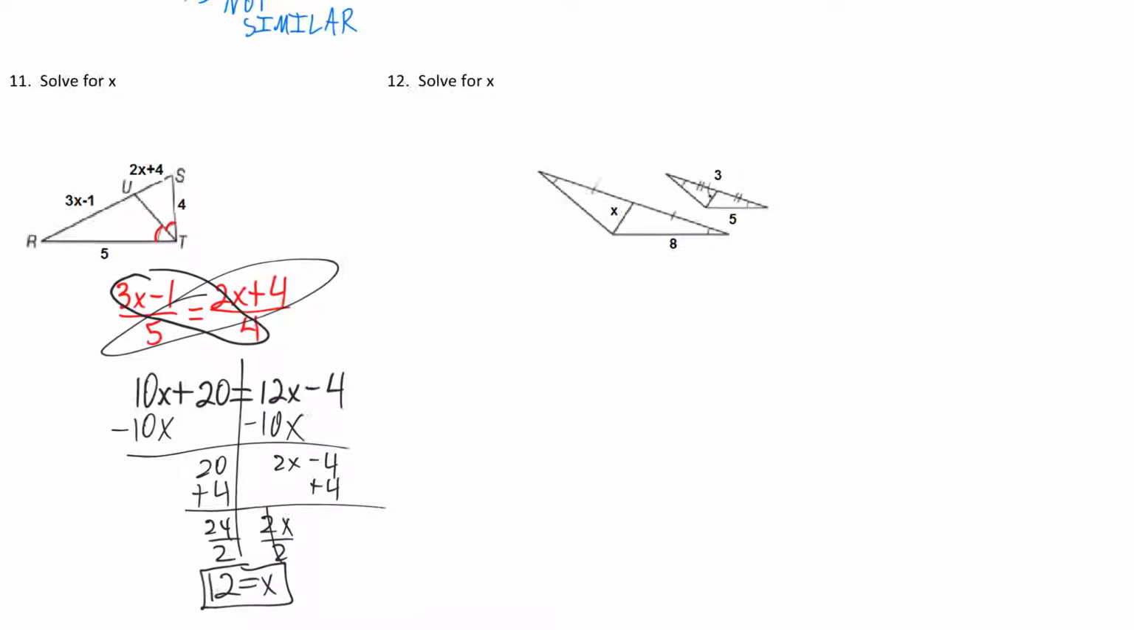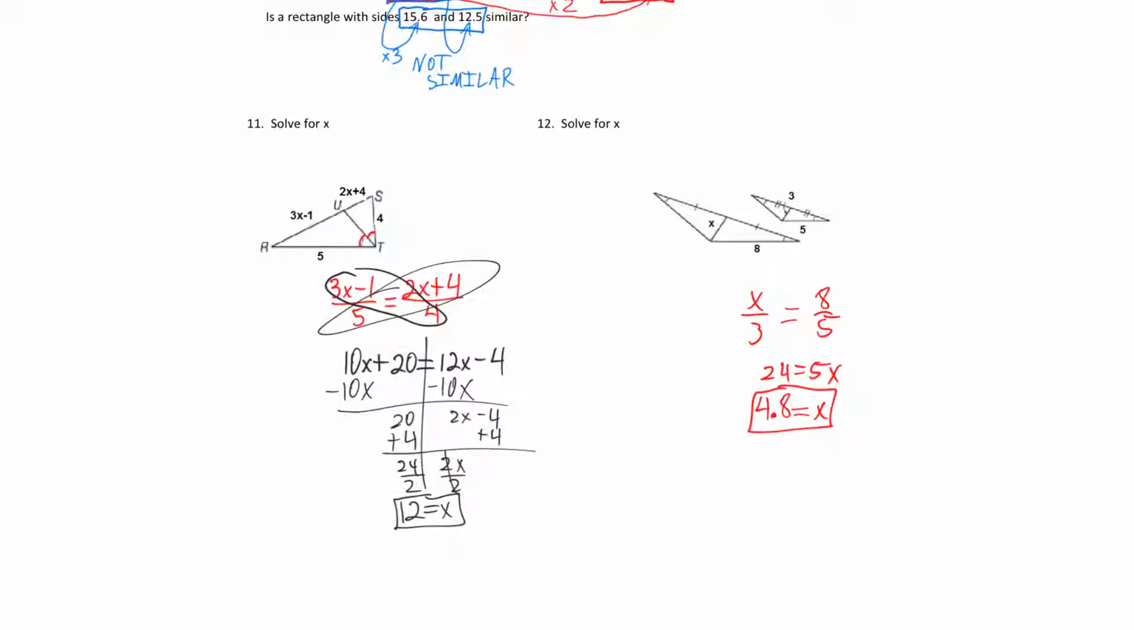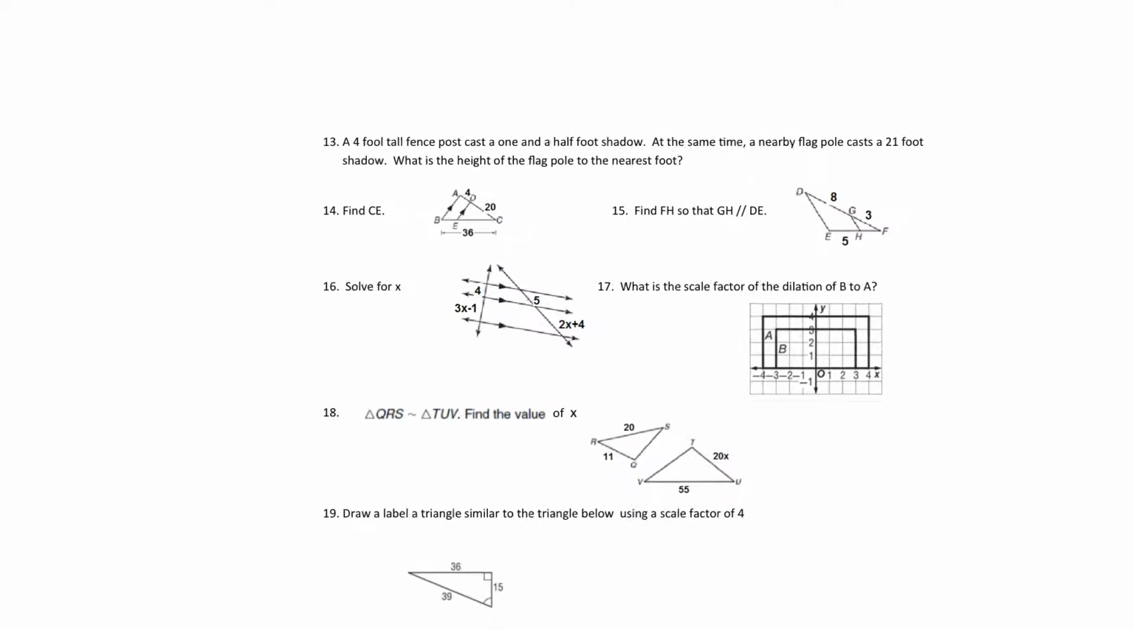Okay, number 12. So on this one, x is to 3 as 8 is to 5. So 24 equals 5x, divided by 5, and x equals 4.8. Okay, on the back.